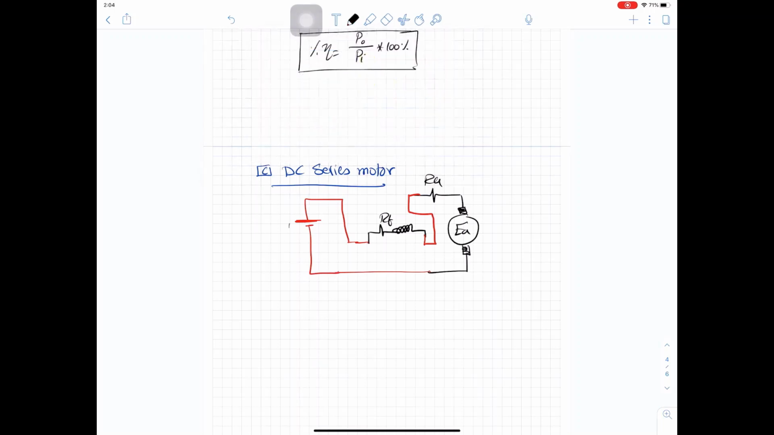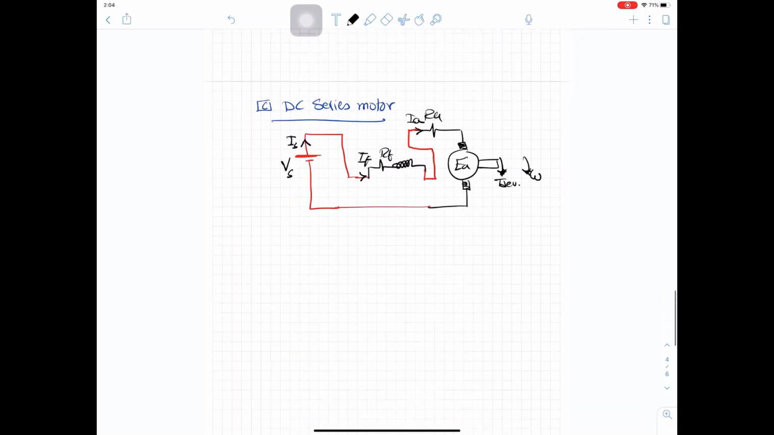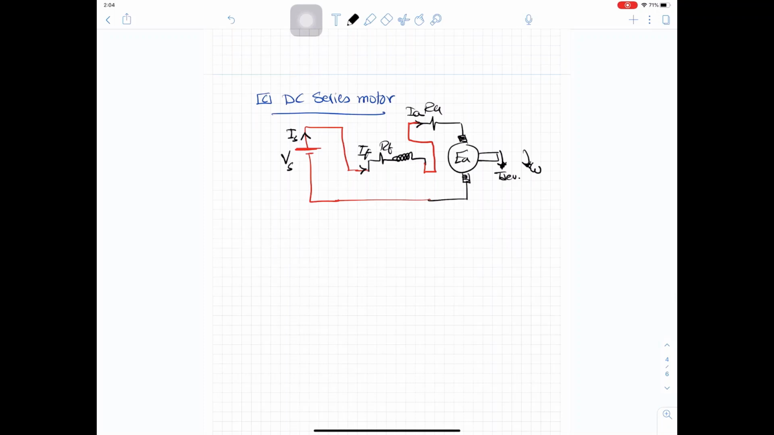So here is V source. So the current I source is the same as the current going into the field, is the same as the current going into the armature, because you have a series connection. Okay, so I'm sketching it like this so you can see the connection, but you can just sketch RA plus RF, and then you have your armature, and here you have a battery. So this is totally correct from the electrical perspective.